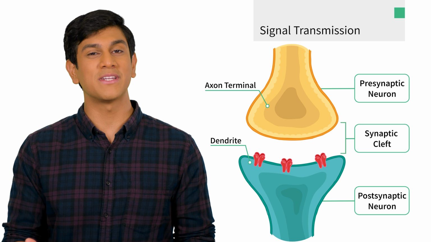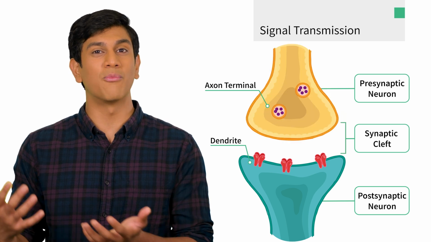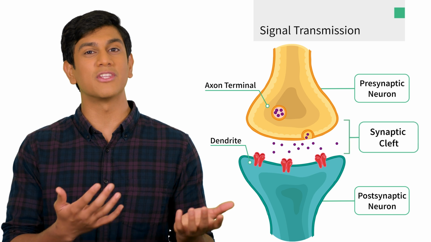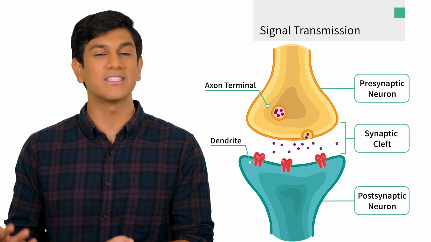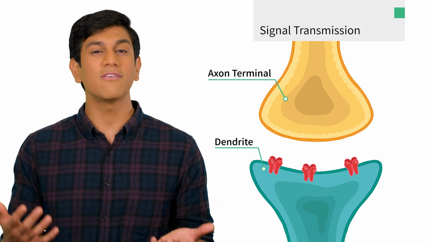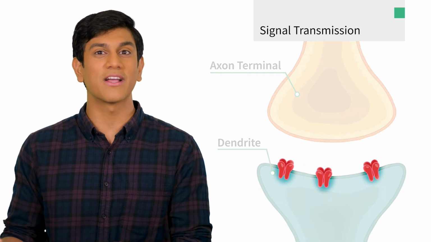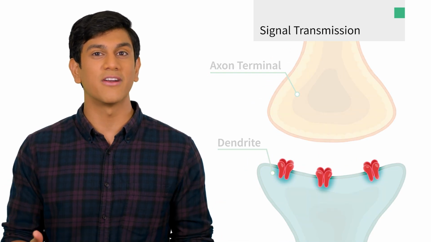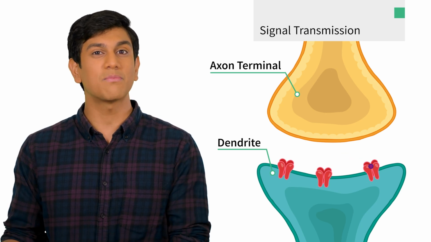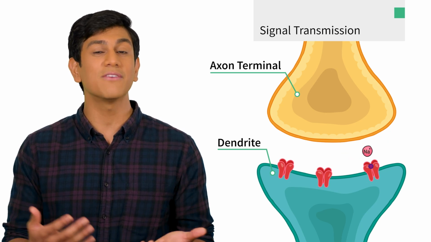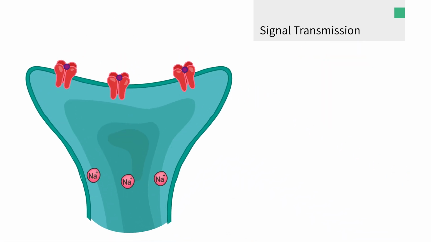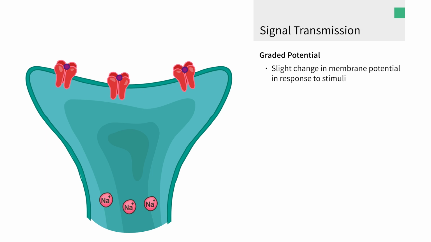First, after an action potential, neurotransmitters are released from one neuron into the synaptic cleft, which is the very small space between the terminal of one neuron and the dendrites of the next. On the plasma membrane of the dendrites, there are a ton of different receptors, each specific for a different type of neurotransmitter. When a neurotransmitter binds to an appropriate receptor, that receptor will allow a specific ion to flow inside. This ion flow slightly changes the membrane potential, an effect called the graded potential.